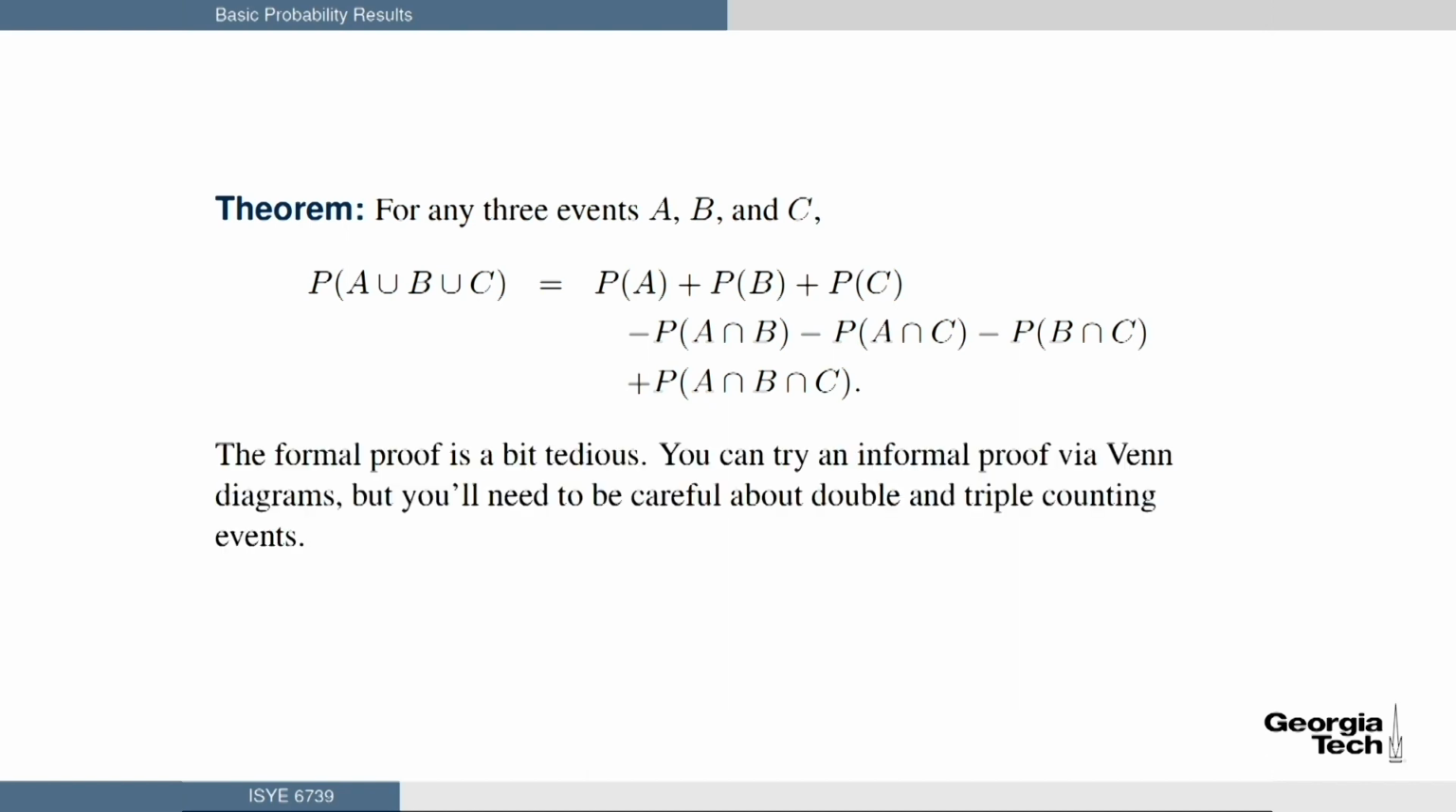I'm not going to formally prove this here. If you want to prove it, go ahead. It's possible. It's slightly easier if you use Venn diagrams, but you've got to be very, very careful about double and triple counting things. That's why you have the minus signs and the events. I would ask you for now, just take my word for this. It's true, so take my word for it. It's looking a little daunting maybe, but it's actually a pretty easy equation.